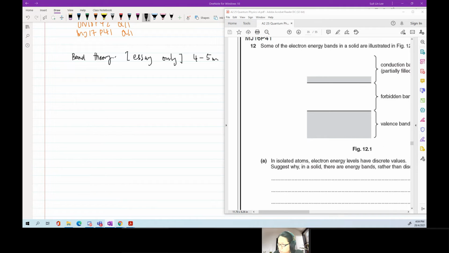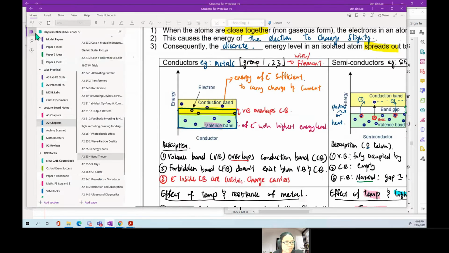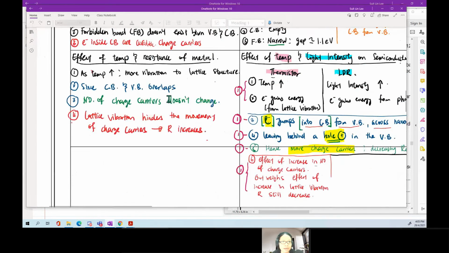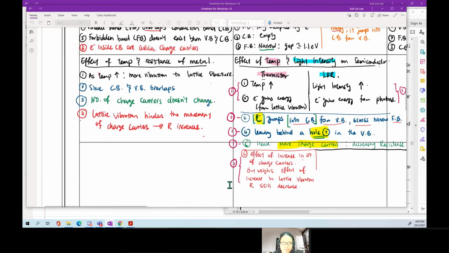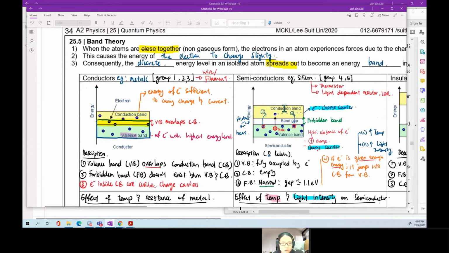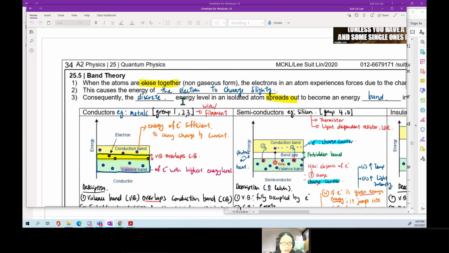I'm going to show you your notes now. Okay, this is your notes. This part here. All right. How does temperature affect the resistance of metal? How does temperature affect the resistance of thermistor? How does light intensity affect the resistance of LDR? All the explanations are explained using band theory.